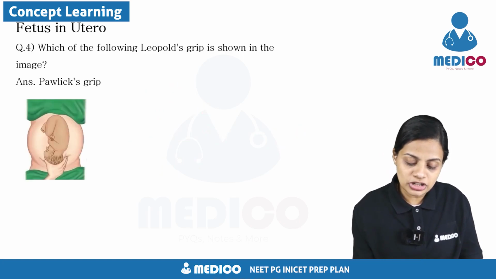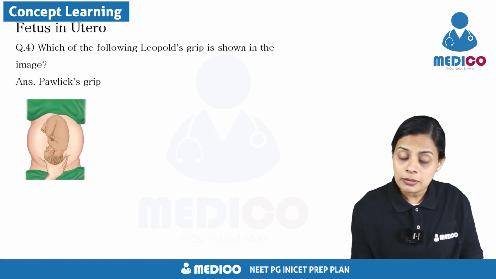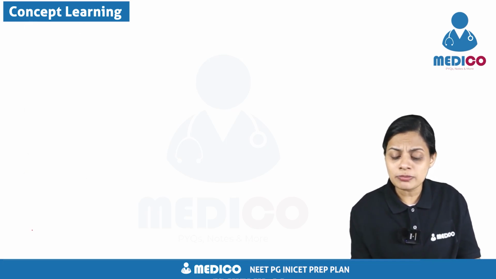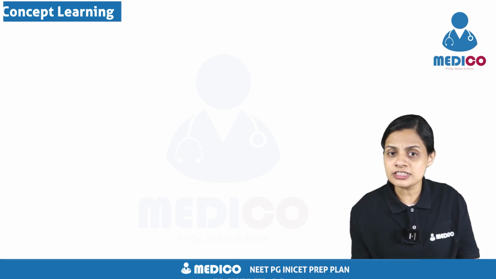This was the image in the question. This represents a Pawlik's grip that helps determine the engagement. So that was such a short topic, and you'll be able to get all the answers from this discussion.